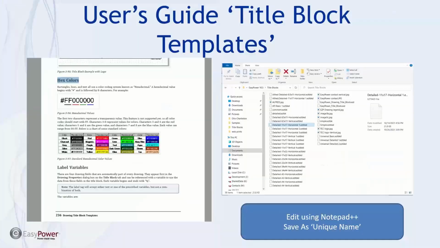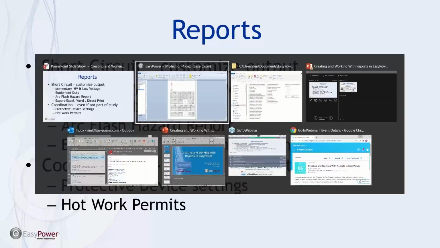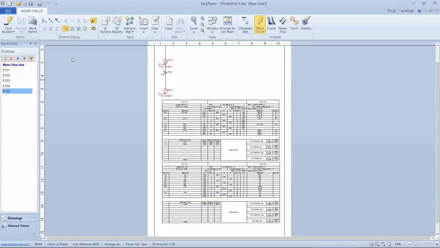A couple other points I wanted to make is in short circuit, it's relatively easy to customize the output for high voltage and low voltage momentary current, or for any time slice, half cycle, 5 cycle, or 30 cycle. I think it's important to do equipment duty report. And as we go into EasyPower, I'm going to go back to my database edit.